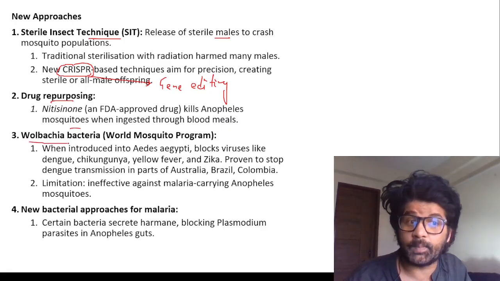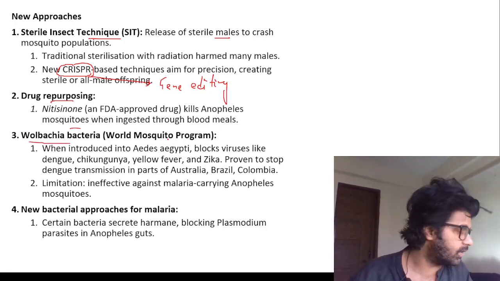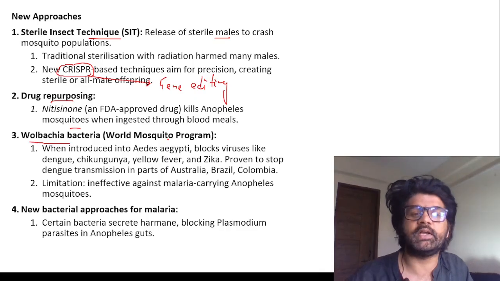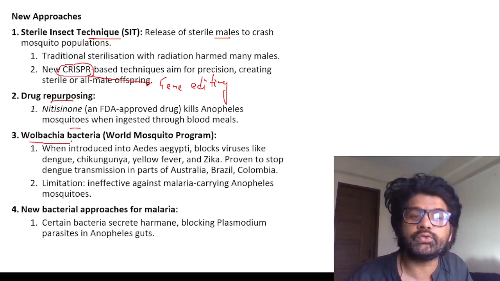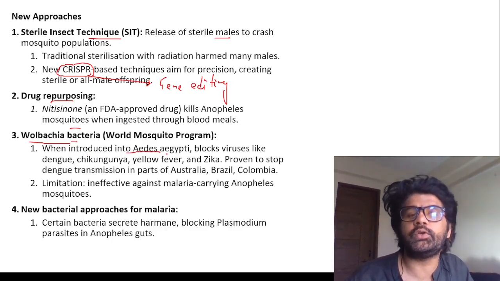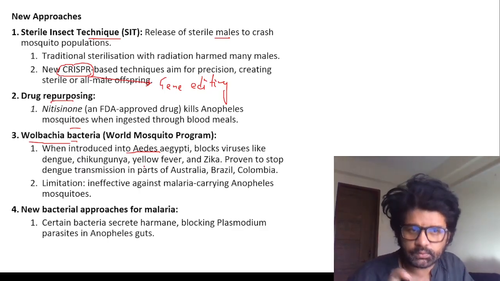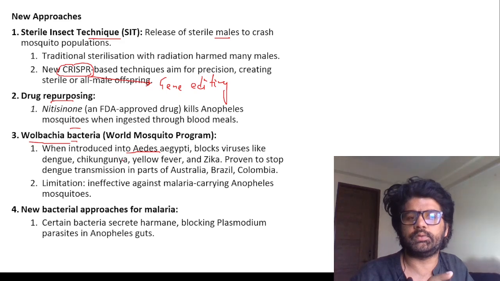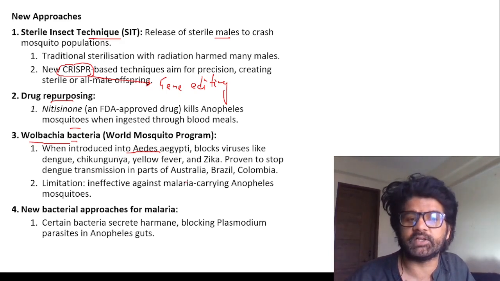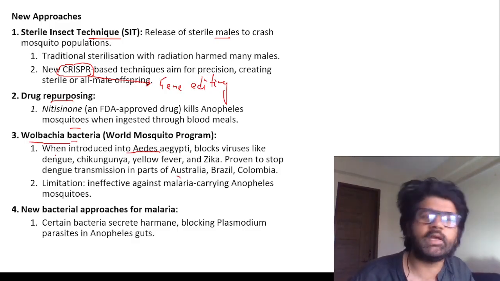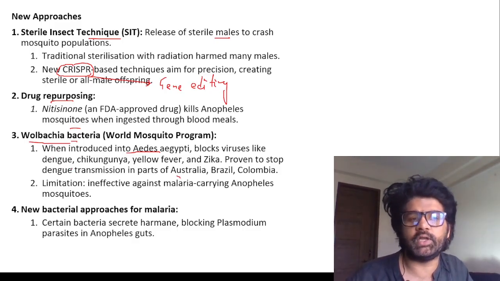Then there is the Wolbachia bacteria, the Wolbachia method, which UPSC has already asked. We'll see the PYQ. Wolbachia is a bacteria. When you introduce it into Aedes aegypti, they block viruses like dengue, chikungunya, and yellow fever. So this method works for these diseases and their transmission, but it is ineffective against malaria.